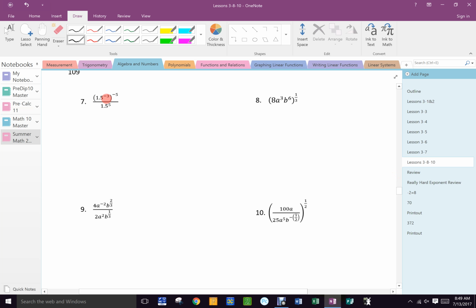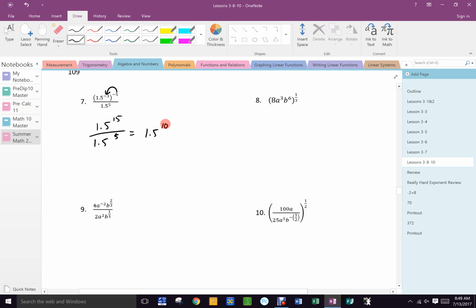Okay, this is tricky here because it looks weird. What do I do there? What's negative 3 times negative 5? Positive 15 over 1.5 to the 5. What do I do here? Subtract. What's 15 minus 5? 1.5 to the 10. Excellent.